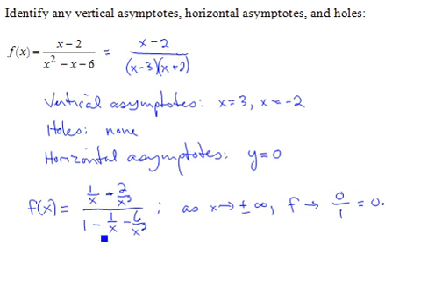This type of behavior would occur anytime the denominator had a higher degree than the numerator, because we'd have a constant term in the denominator. The numerator would have one or more terms that all went to 0. And so we have a horizontal asymptote at y equals 0, and two vertical asymptotes as noted here.